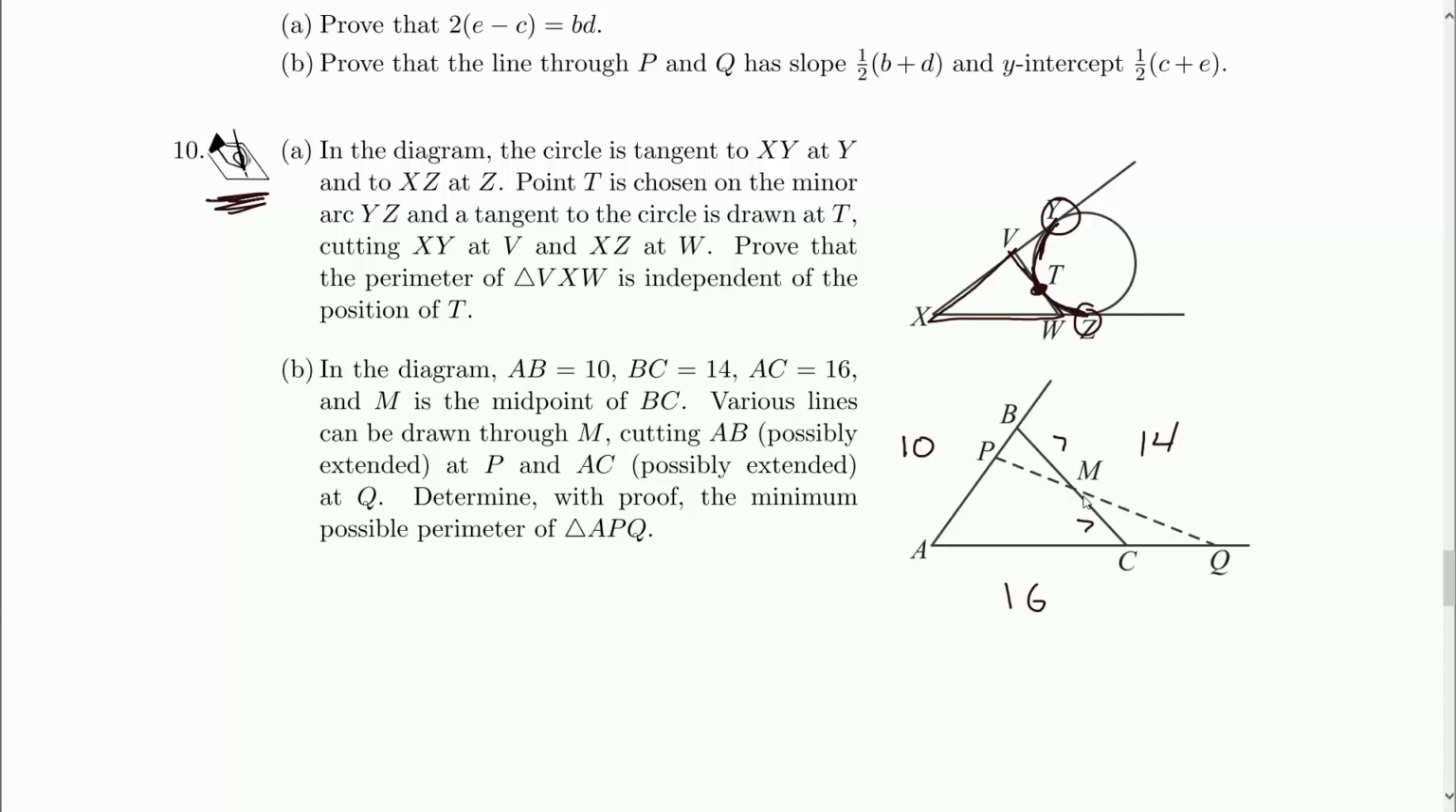Various lines can be drawn through M, cutting AB. So here we have an example PQ. We could also have this line here, this line here. Tons of lines we could have going through M. The point on AB is called P, and the point on AC would be called Q. Okay. Determine with proof the minimum possible perimeter of APQ.